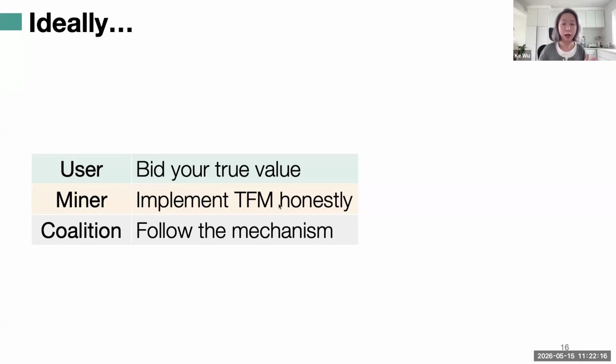So these three desired properties are actually formalized as incentive compatibility. At a high level, among all possible strategies, we want to make sure that the honest behavior specified by the transaction fee mechanism maximizes their utility.